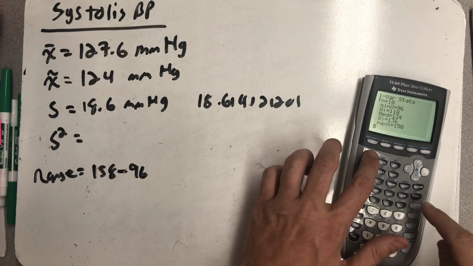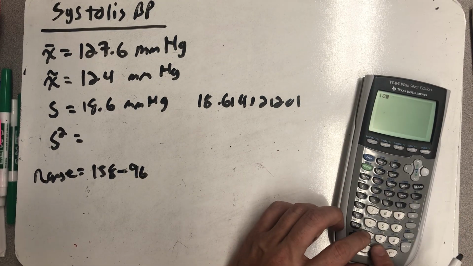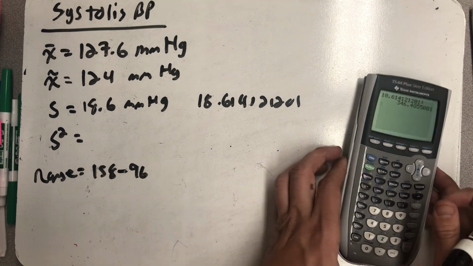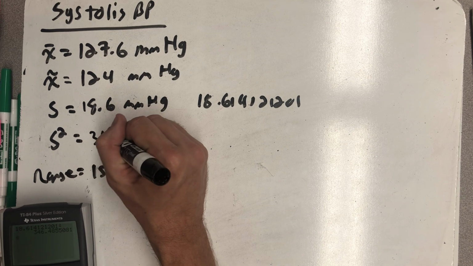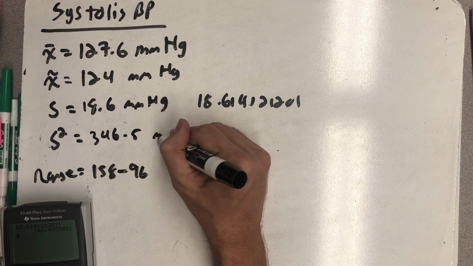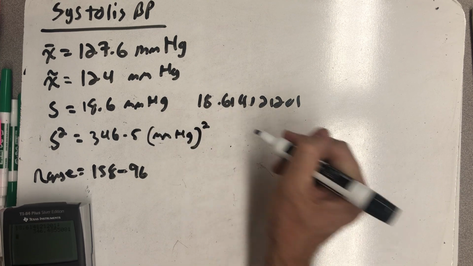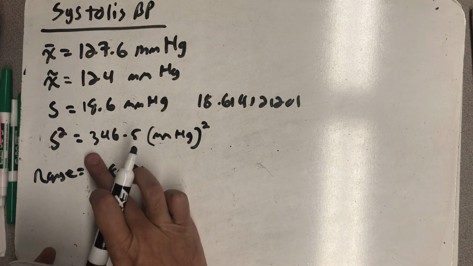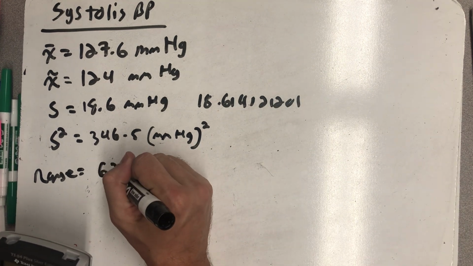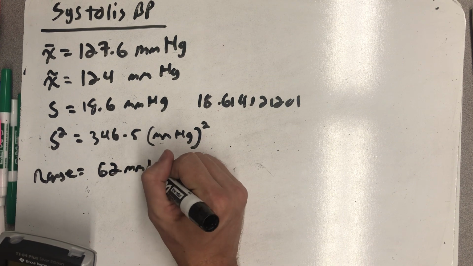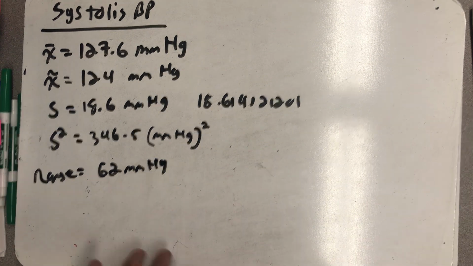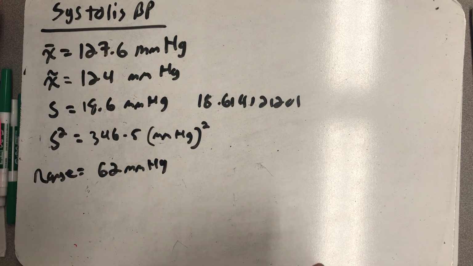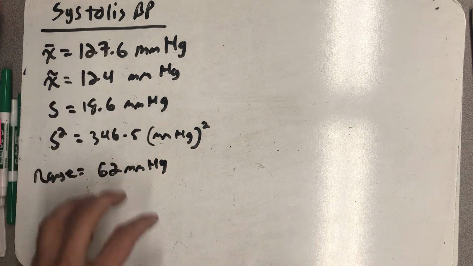All right, so let's calculate that variance. 18.614121201, more decimal places than anyone could possibly need, and here I have 346.5 millimeters of mercury squared. The range, 158 minus 96, 62 millimeters of mercury. Literally telling me that the entire span of the data lies in those 62 millimeters of mercury, the lowest to the highest, 62 millimeters long. All right, so those are my measures of center and measures of variation.